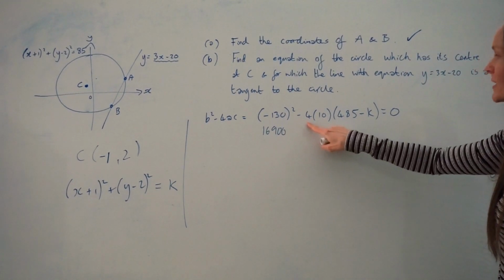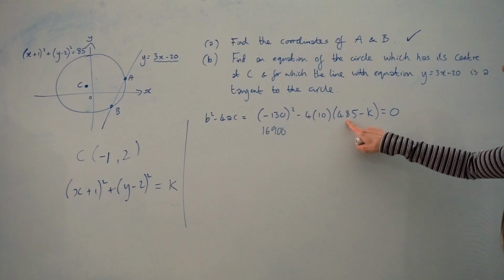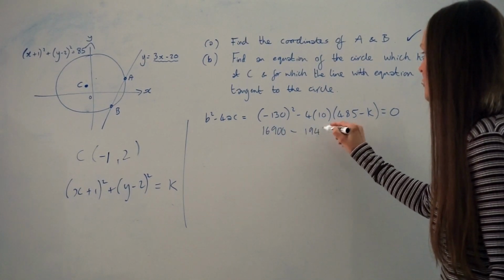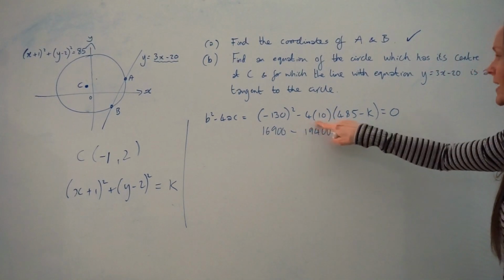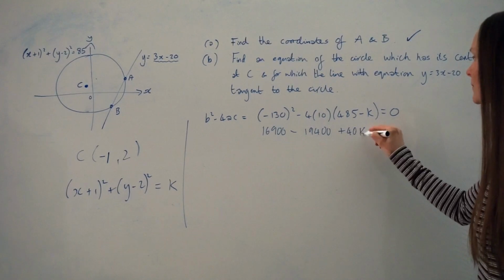Then if I multiply negative 4 by 10, I get negative 40. And if I multiply negative 40 with 485, I get negative 19,400. Then if I multiply negative 40 with negative k, I get positive 40k.